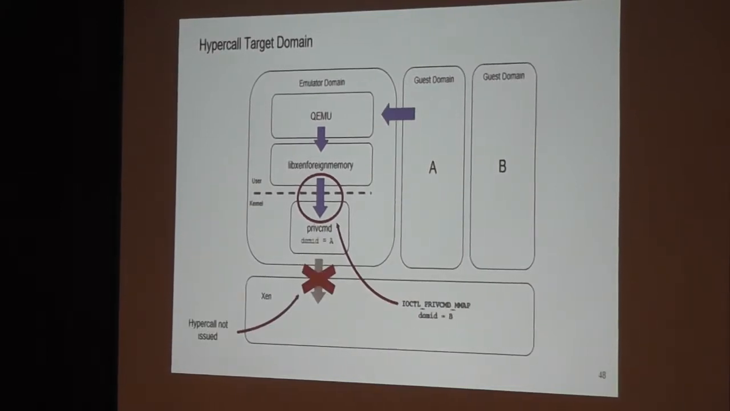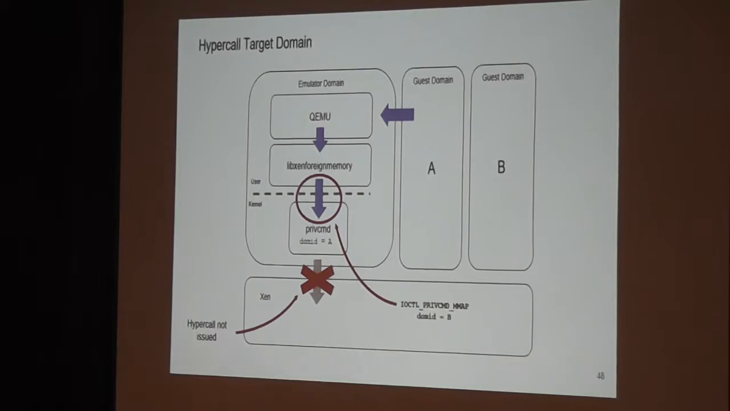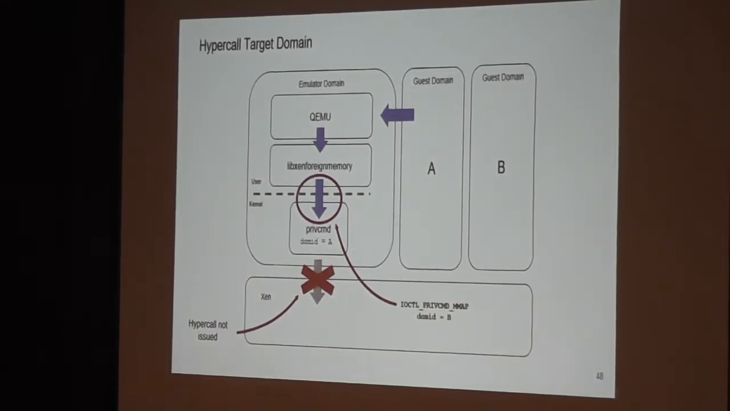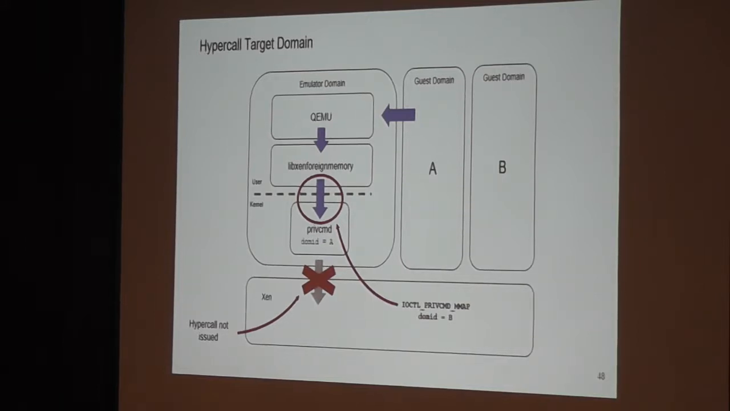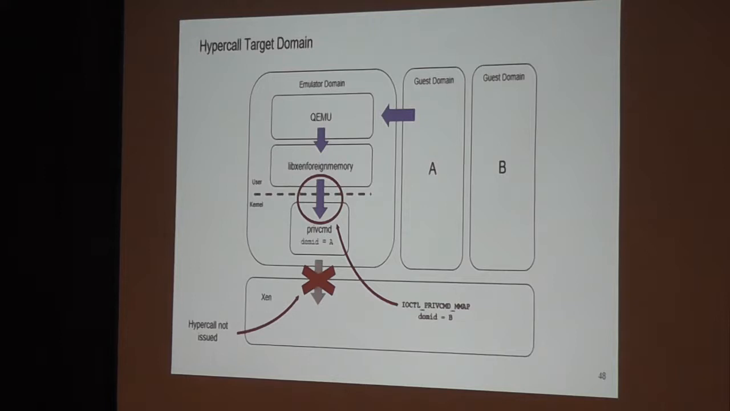And that means that when domain A then successfully compromises the QEMU, it tries to issue an mmap IOREQ for domain B's memory, and it's refused by Xen, because the privcmd already knows that handle cannot be used for mapping domain B's memory. It's restricted to domain A.